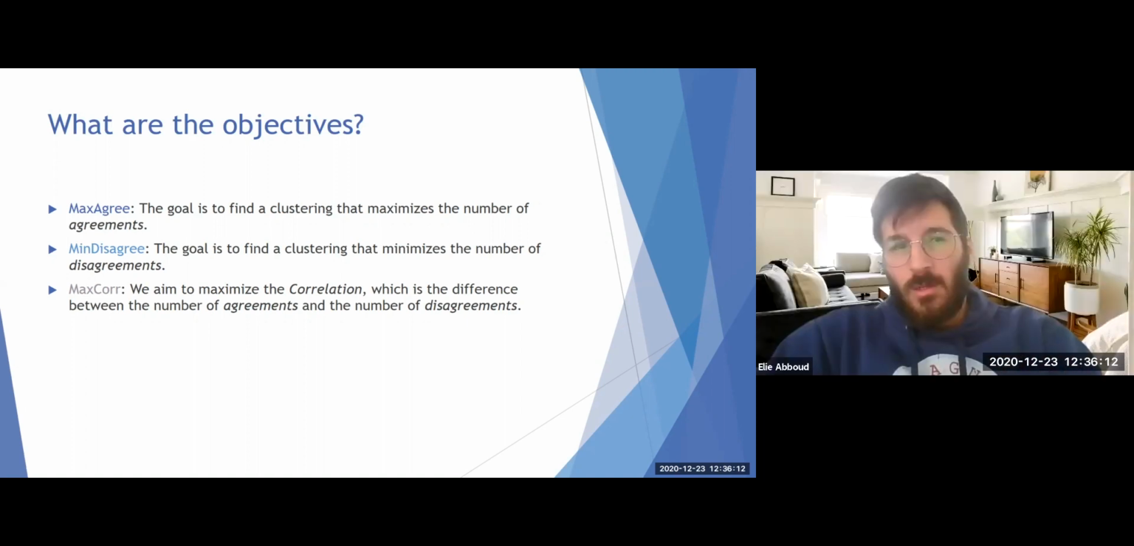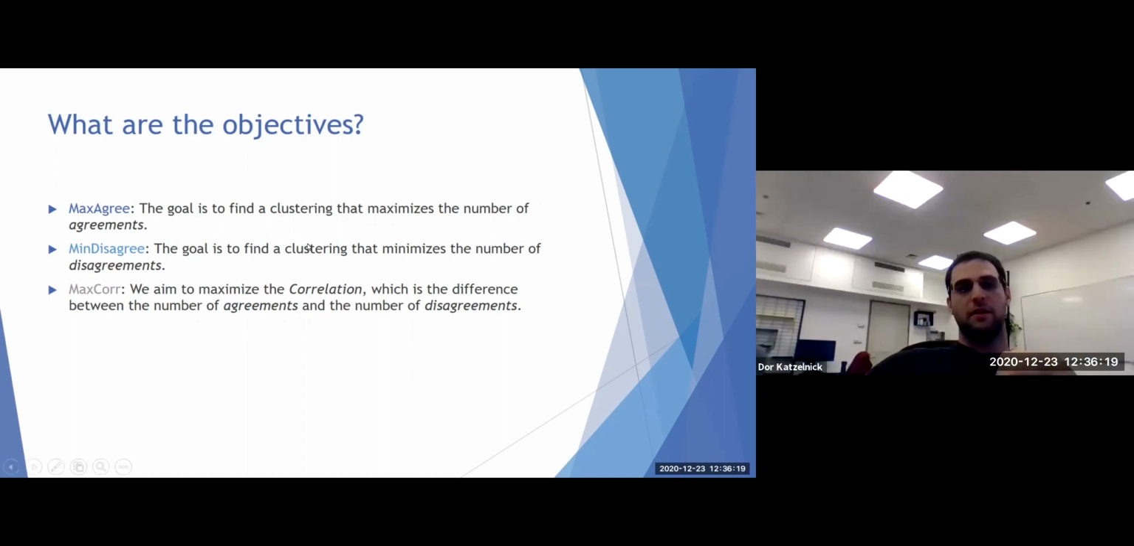So in other words, I don't care how many disagreements I have in a cluster, as long as I'm maximizing the agreement. Yes, this is in the max agree objective. In the min disagree objective, you want to minimize the number of disagreements, so you don't care for the agreements. But in the max score objective, you care both for the agreements and for the disagreements. So every edge is taken into account.